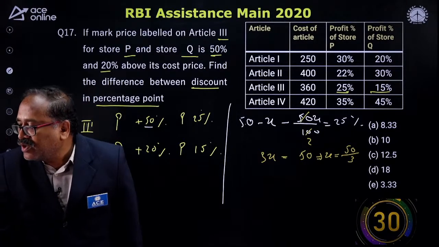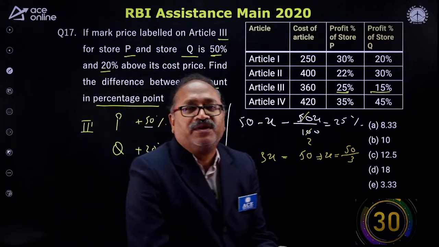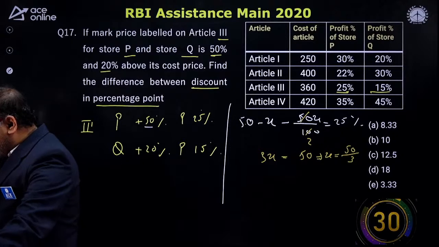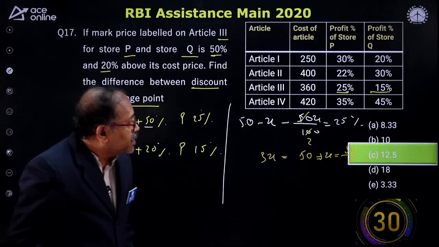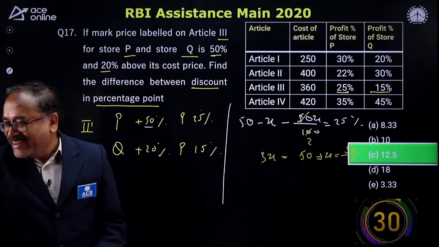Anyone answer the question? 12.5. Subba Reddy rocking always. Well done, sir. Well done. Let me check whether it is right or not. 12.5 is right. That's right, Subba Reddy. Well done. Okay.